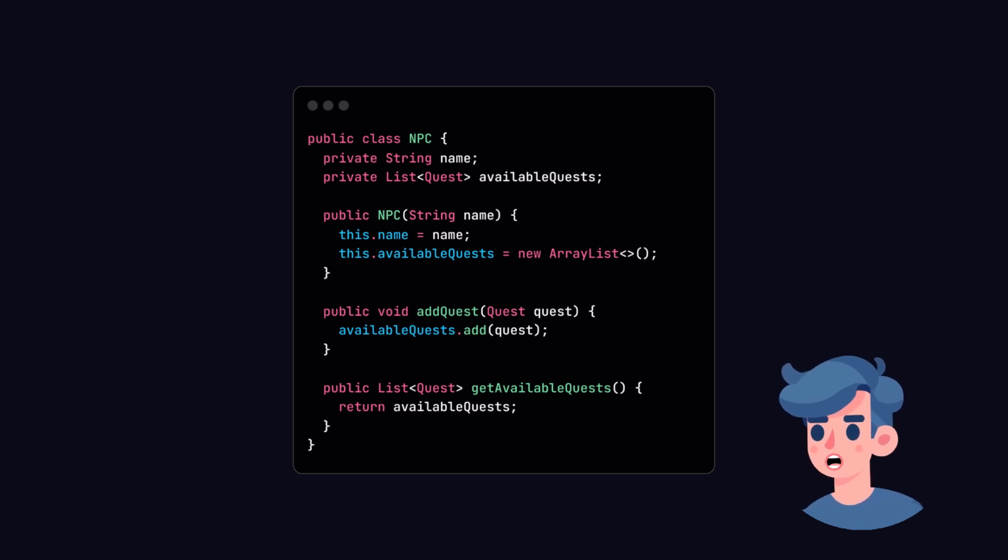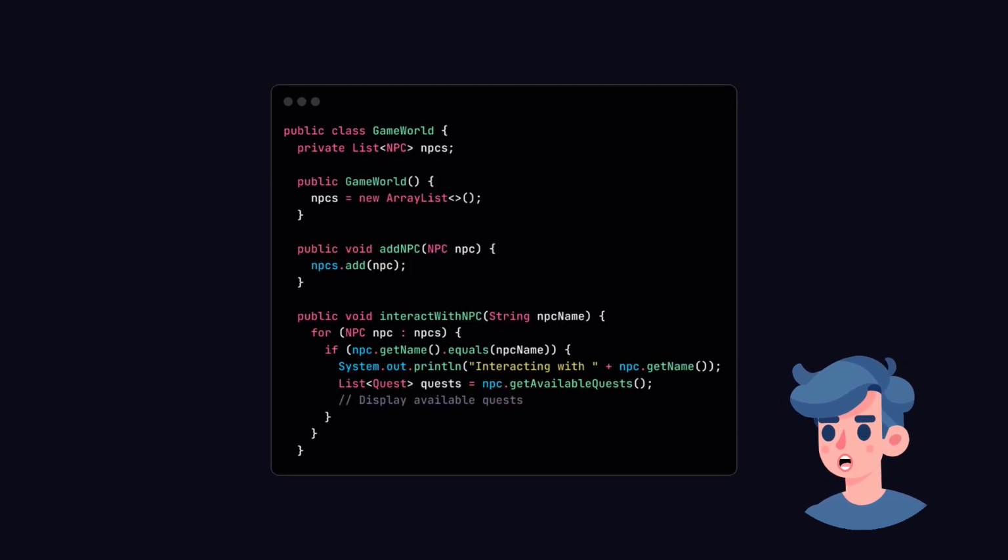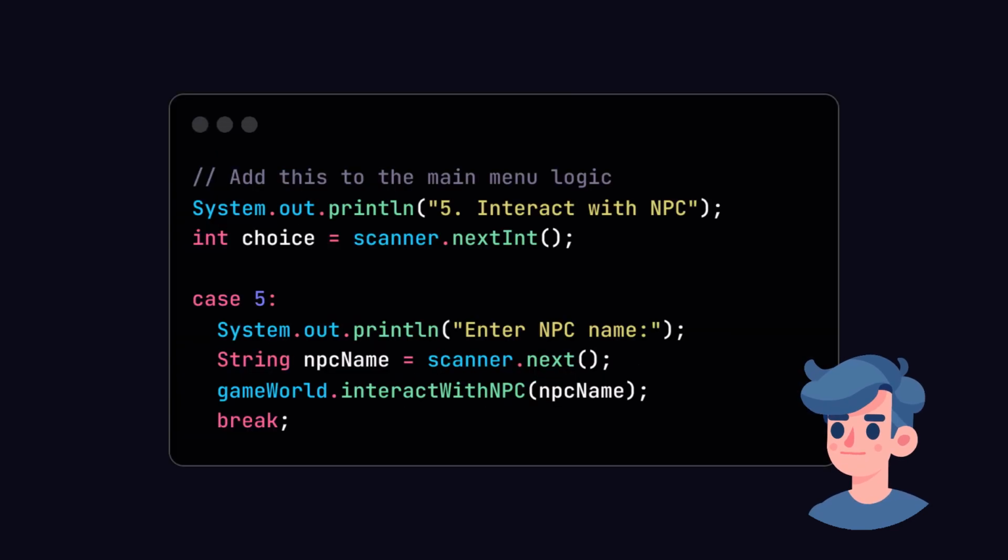Let's outline a simple NPC class. The NPC class includes a name and a list of available quests. This class will allow us to manage interactions and provide quests to our players in a 3D environment. Now let's create a few NPCs and associate some quests with them. In the GameWorld class, we maintain a list of NPCs and provide functionality to interact with a specific NPC. This is where players will receive quests based on their interactions.